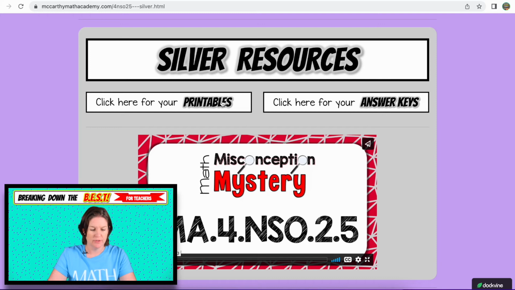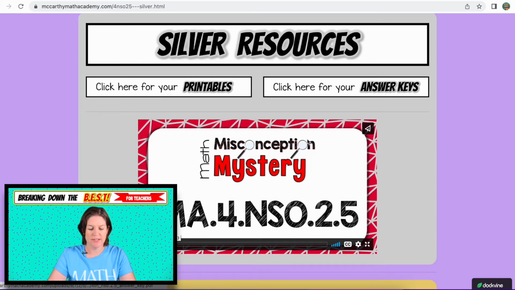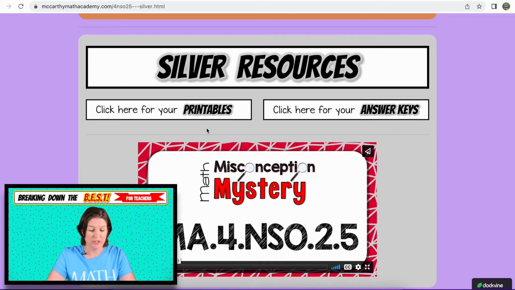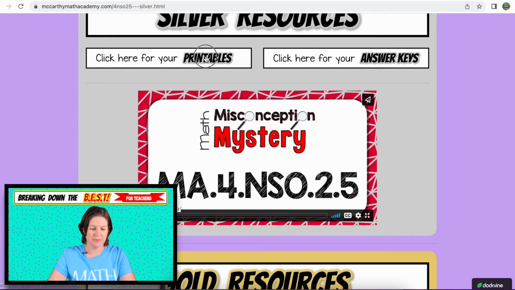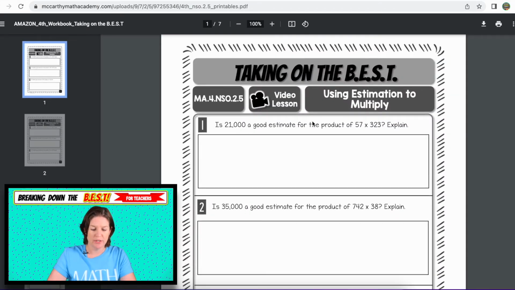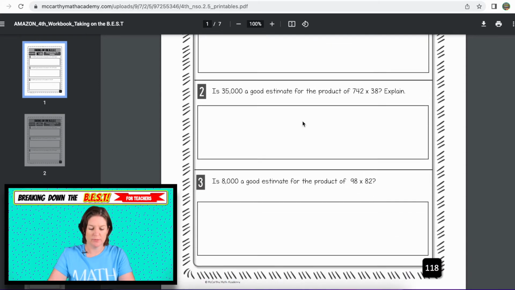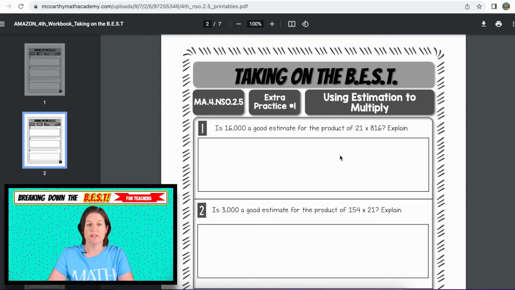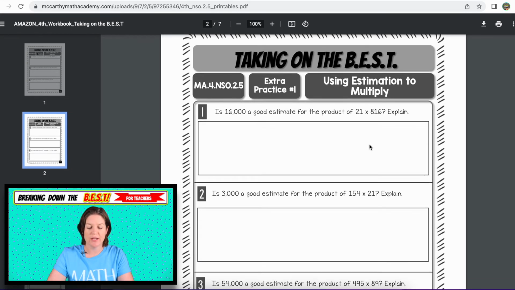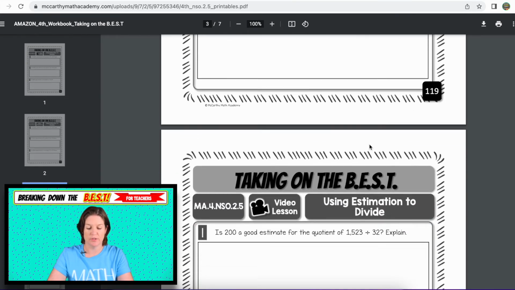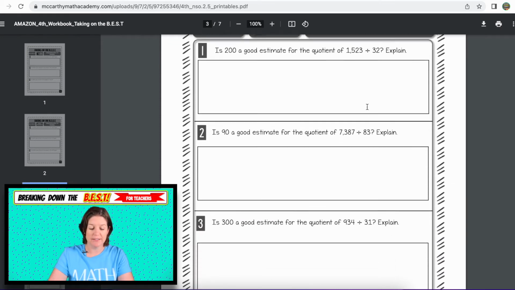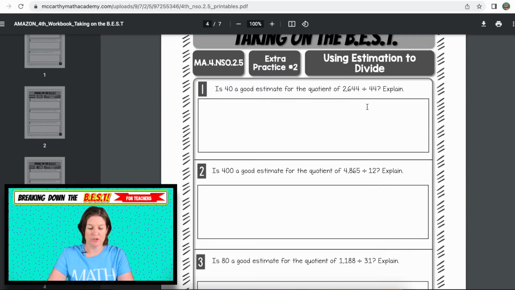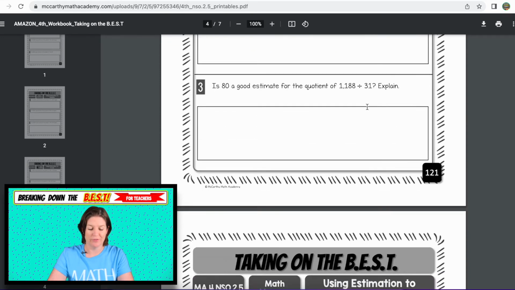Next, if you have the silver membership, you have access to these resources to support this standard. So you have the printables, the answer keys, and the math misconception mystery video lesson. We'll take a look at that in the printable, and you can always go back to your bronze resources right there. So let's take a look at what you've got for printables. You can see here the video lesson that we just talked about. And then after the video lesson with your silver membership, you have access to extra practice and answer keys too to check. So here's that video lesson using estimation to divide, and then an extra practice for that same skill.